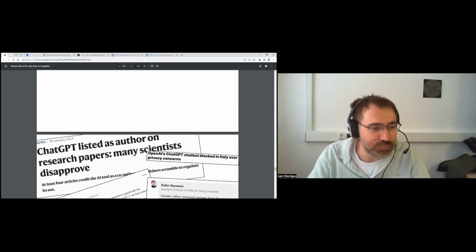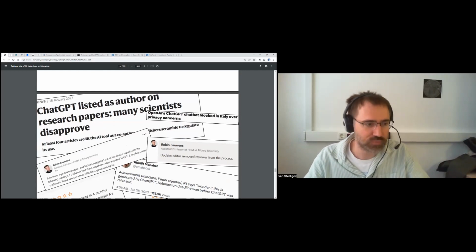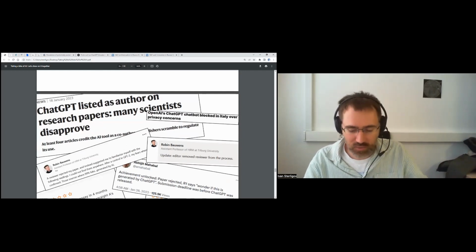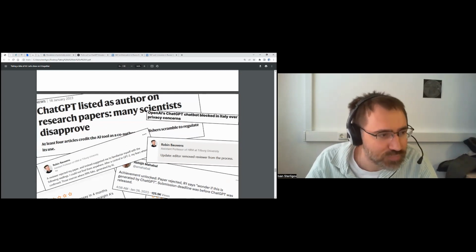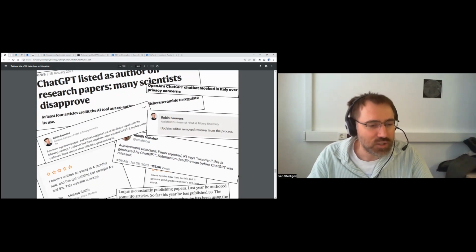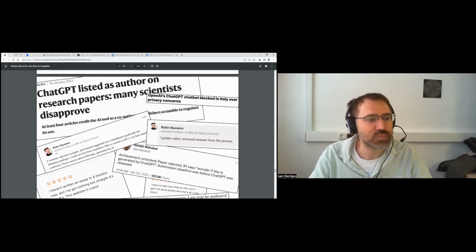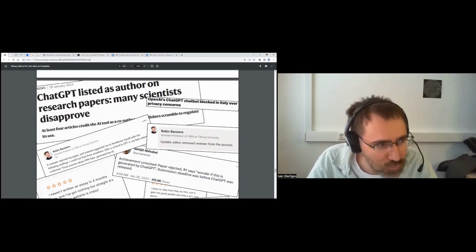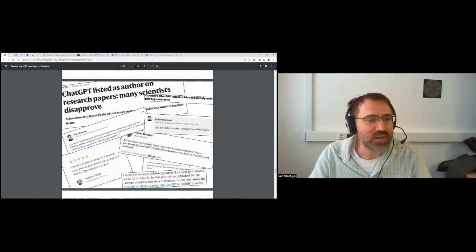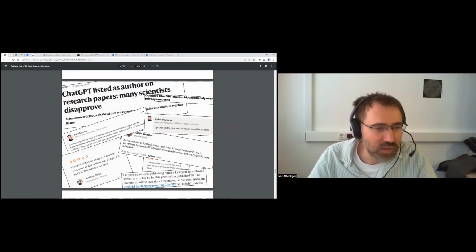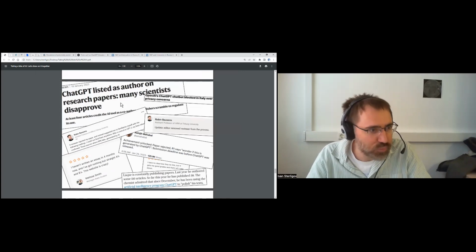We'll move on to this wilderness of academic people using all these tools. It's a slide that I've produced using some captions of some news items, tweets, and so on. What's happening here? A lot. ChatGPT listed as author on research papers.